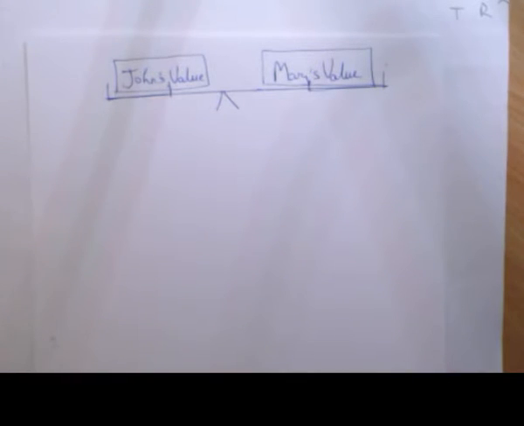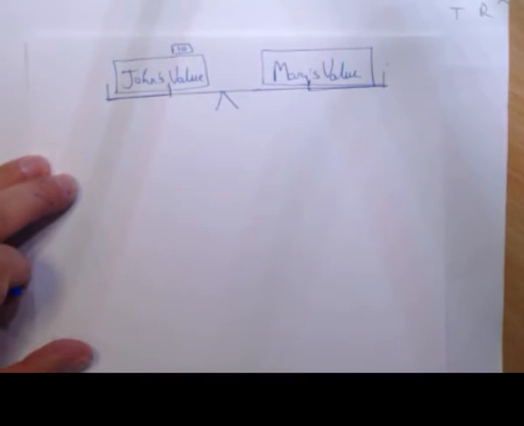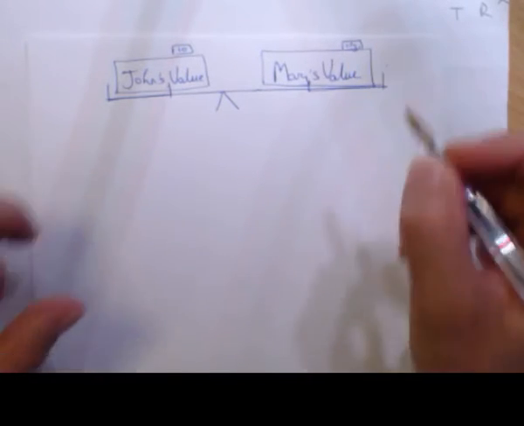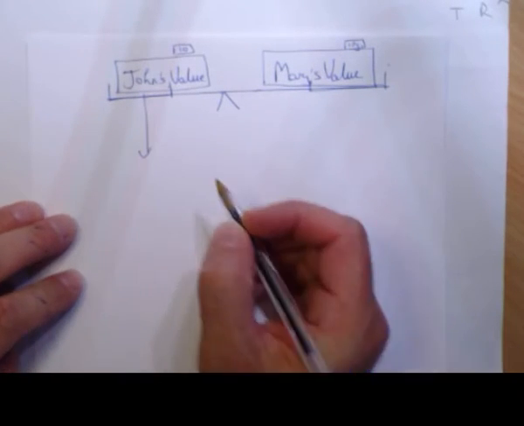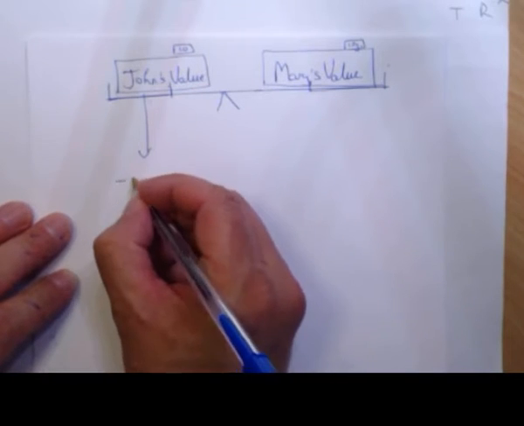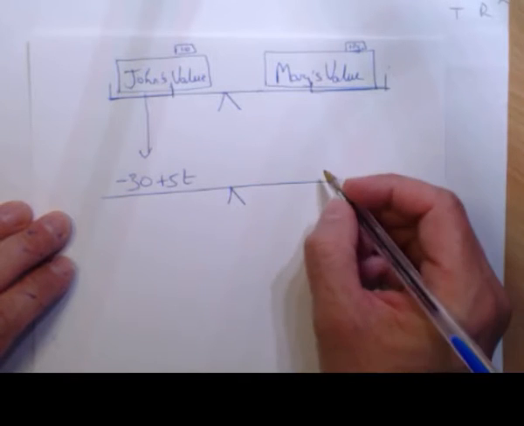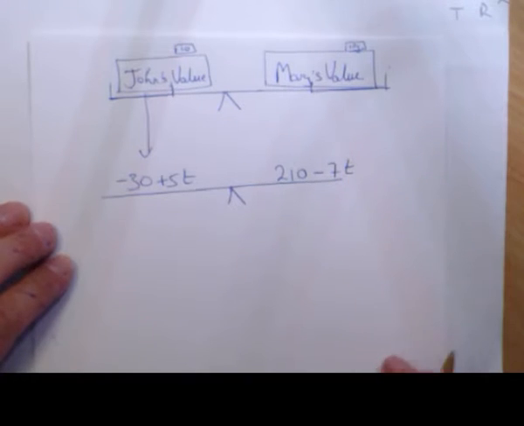And the way that people would measure things and weigh things is they would add weights. So if I added 10 grams to one side, I would know that I would have to add 10 grams to the other side to keep it in balance. So the whole idea about a balance scale was to keep it balanced, and you could eventually figure out exactly what weight you had. So let's see, what is John's value? We're going to use the expression for John's value, minus 30 plus 5t, and we want that to be balanced with Mary's value, which is 210 minus 7t.